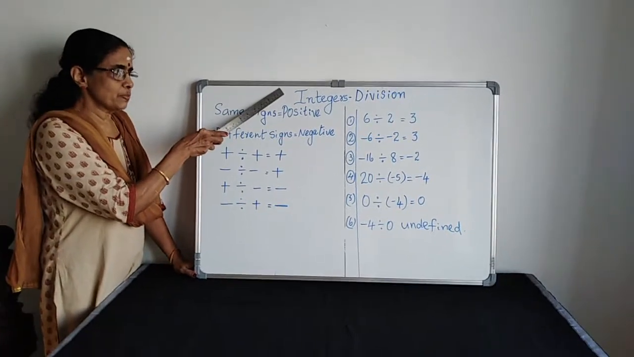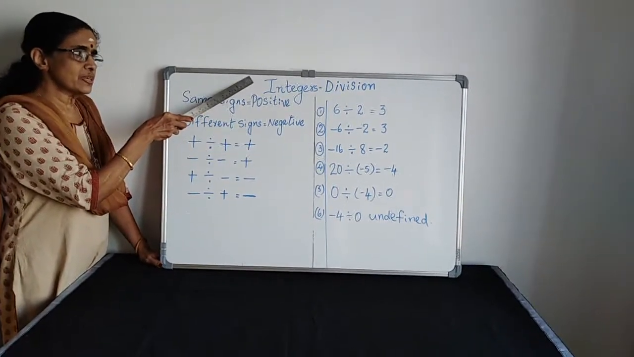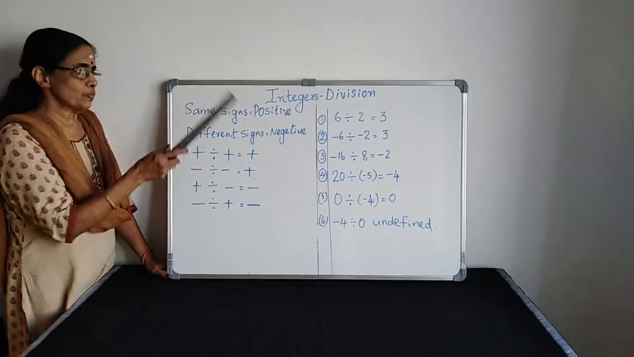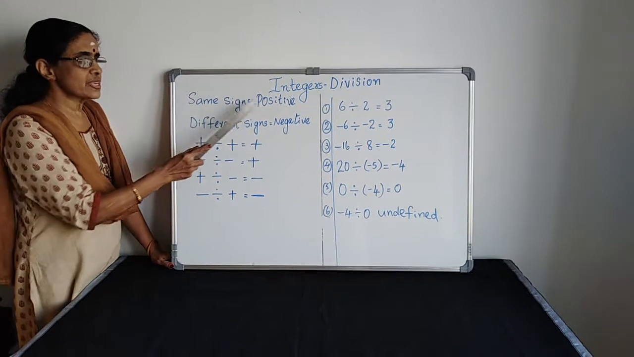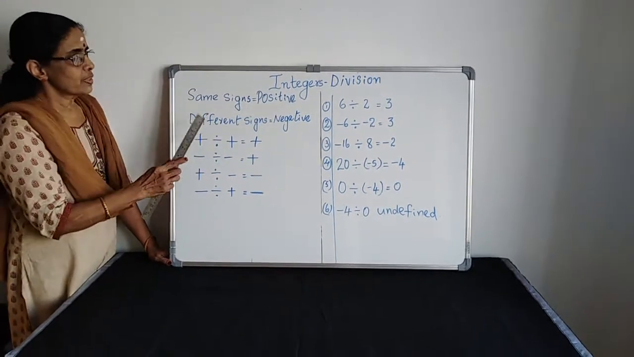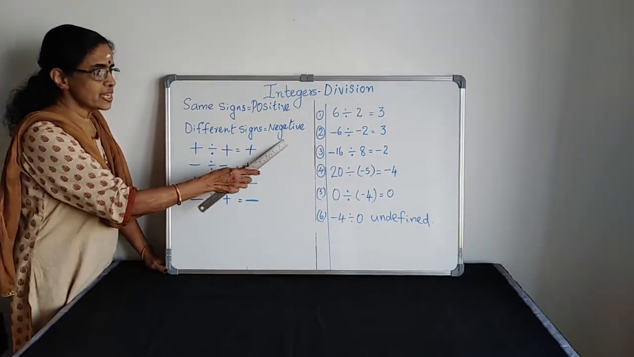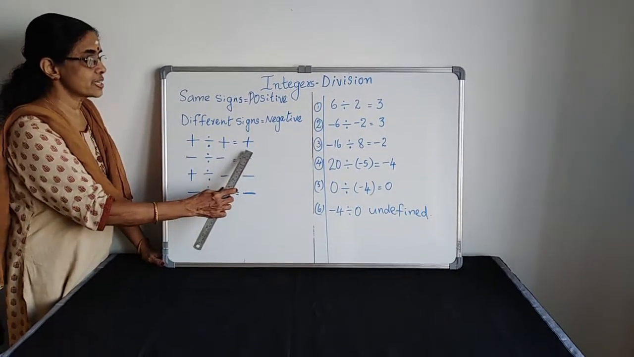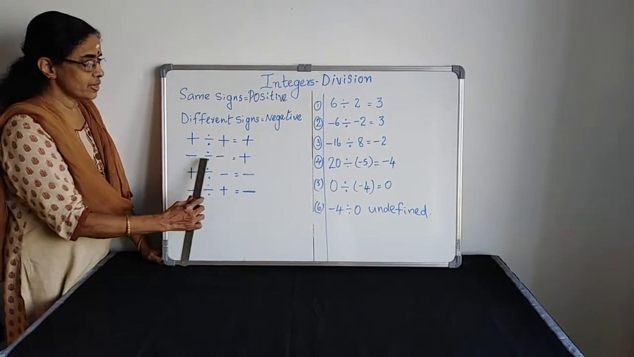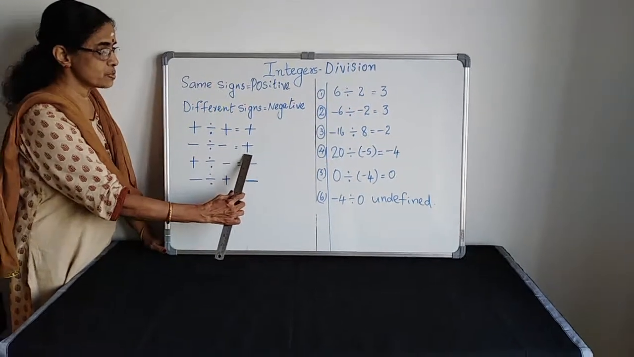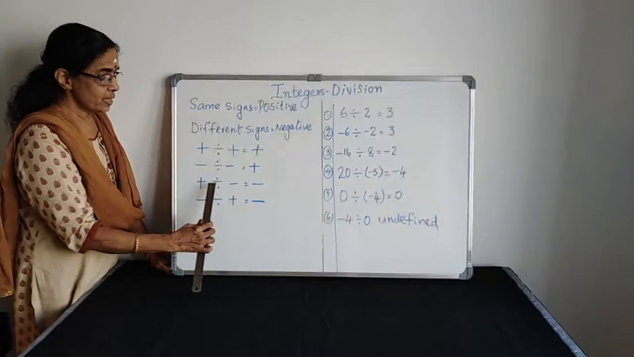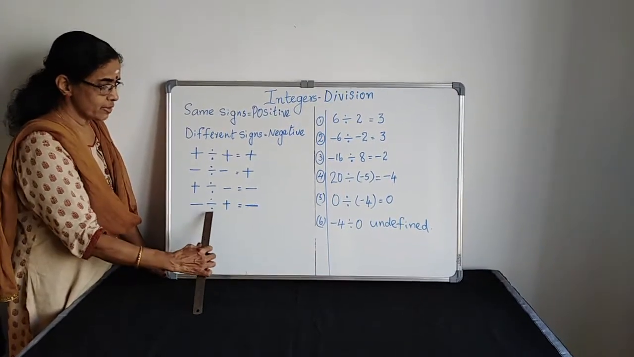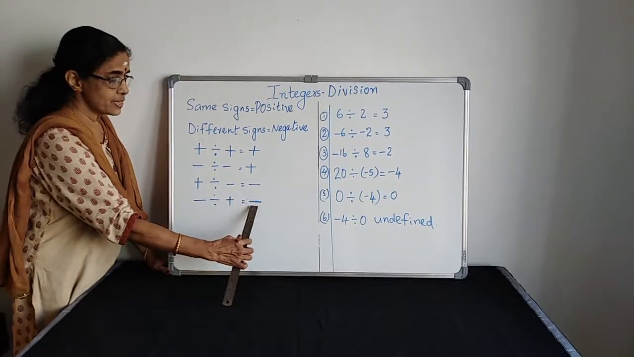Integers division. Division is so easy because all the rules of multiplication are true here also. Same sign, the result is positive. Different sign, the result is negative. Positive divided by positive, the result is positive. Negative divided by negative, the result is positive. Positive divided by negative, the result is negative. Negative divided by positive, the result is negative.